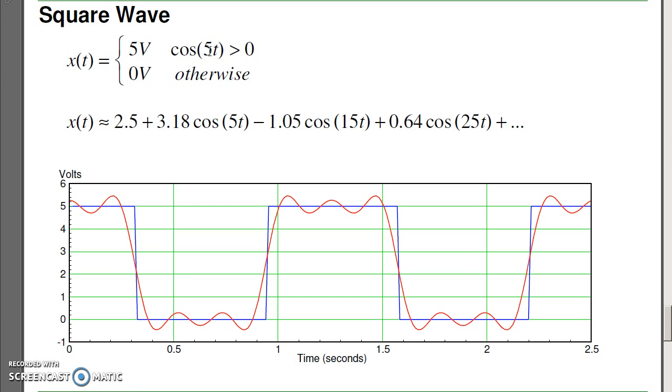If you do the Fourier transform using MATLAB, I'll get the constants of 2.5 at DC, 3.18 at 5 radians per second, the first harmonic, minus 1.05 at the third harmonic, 0.64 at the fifth harmonic, and so on. Add all these up, I get the red waveform. This is the Fourier series approximation to a square wave taken out to the fifth harmonic. If I go out to infinity, these will match exactly.